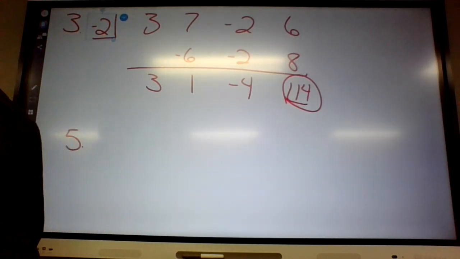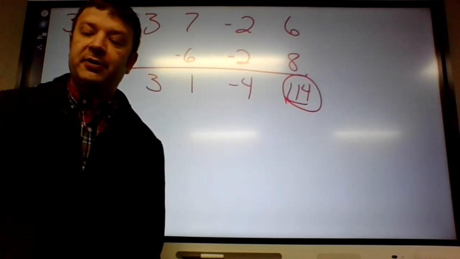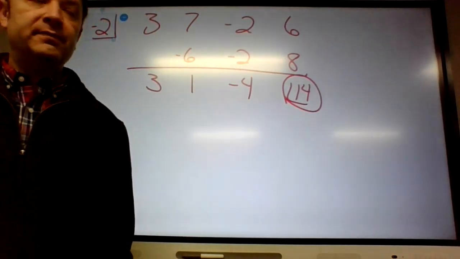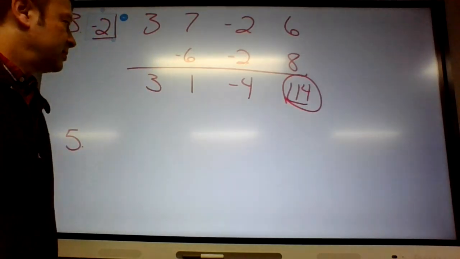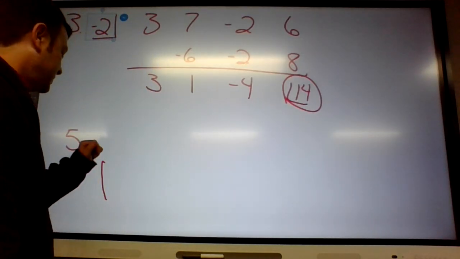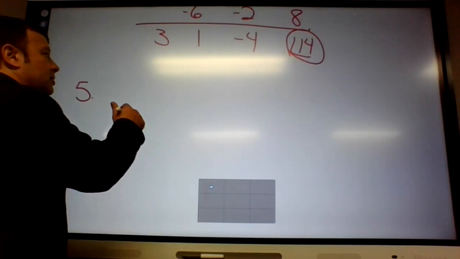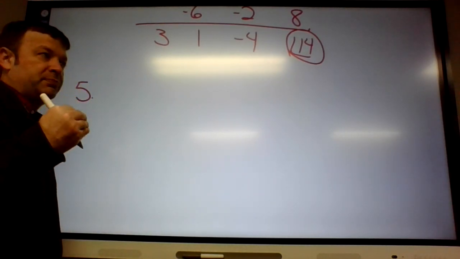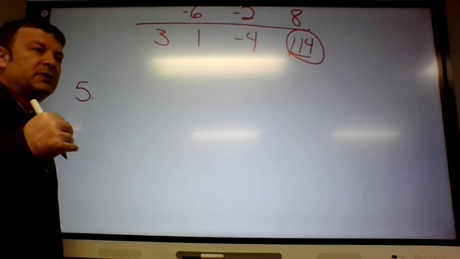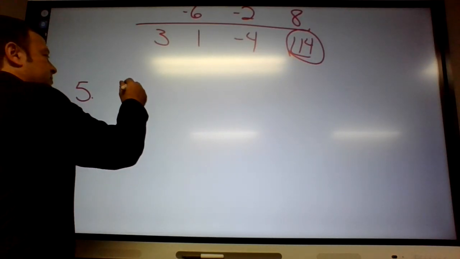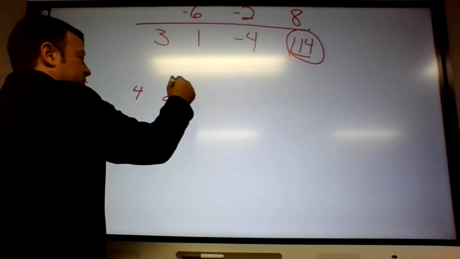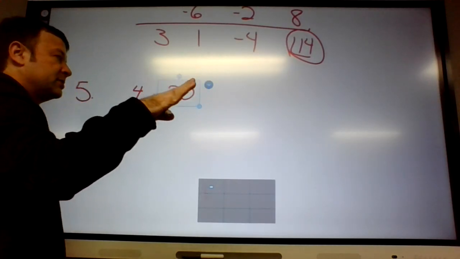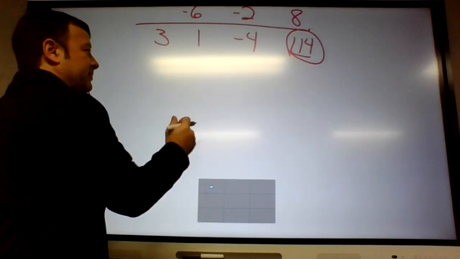Okay, number 5 says use the factor theorem, which we haven't talked about, to determine whether each binomial is a factor of the given polynomial. So, what does it mean for something to be a factor of something? If it divides into it, or it multiplies into it. Right, if it divides into it perfectly, with no remainder. Like, is 4 a factor of 20? Yes, because 20 divided by 4 is 5 with no remainder. Divides perfectly.